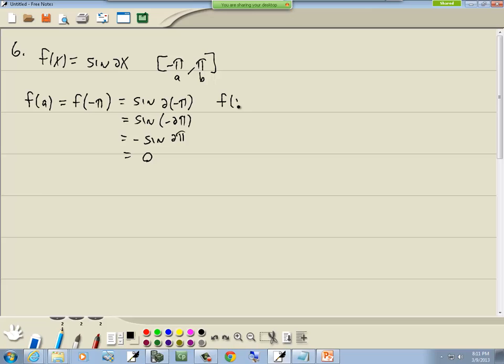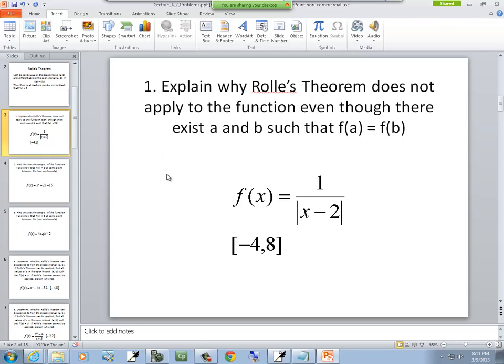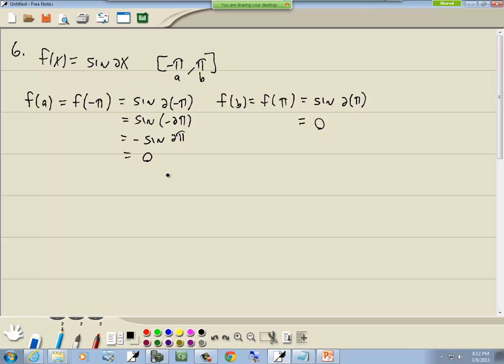Well, let's find f of b. That's f of pi, which is sine of 2 times pi, which, since this is 0, this is also 0. So that works. They're both equal to 0. Well, then we can apply Rolle's theorem. So let's go ahead and take the derivative.